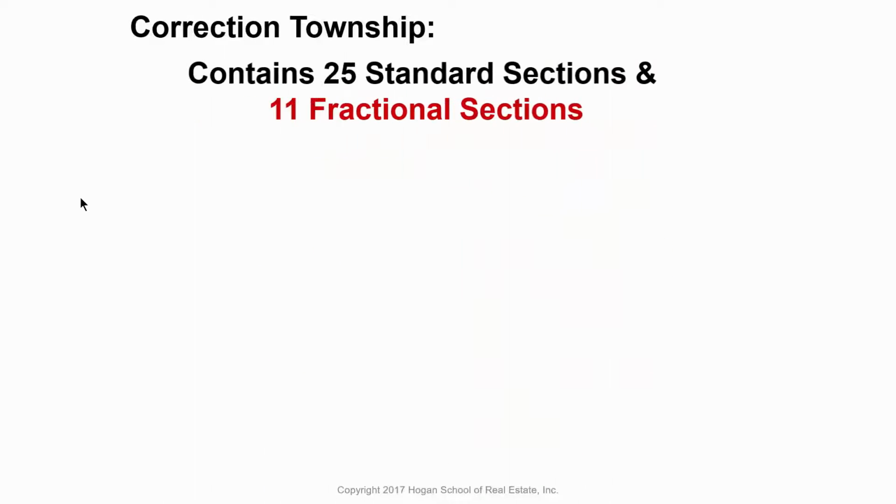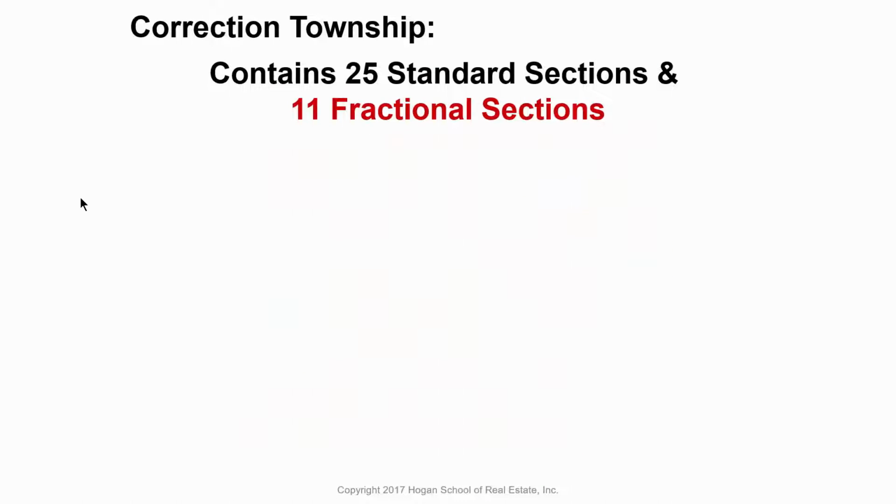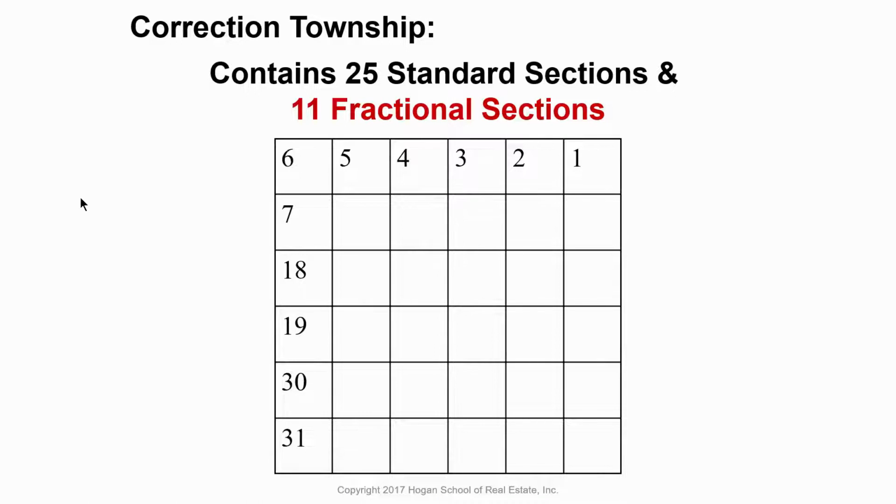And these townships in which there are corrections made are called correction townships, and they contain what we'll call 25 standard sections. In other words, 25 sections, each of which has 640 acres, and then 11 what are called fractional sections, which lie along the north and west side of this correction township. So the sections along the north and west side of a correction township are called fractional sections. And these sections may have more or less than 640 acres.